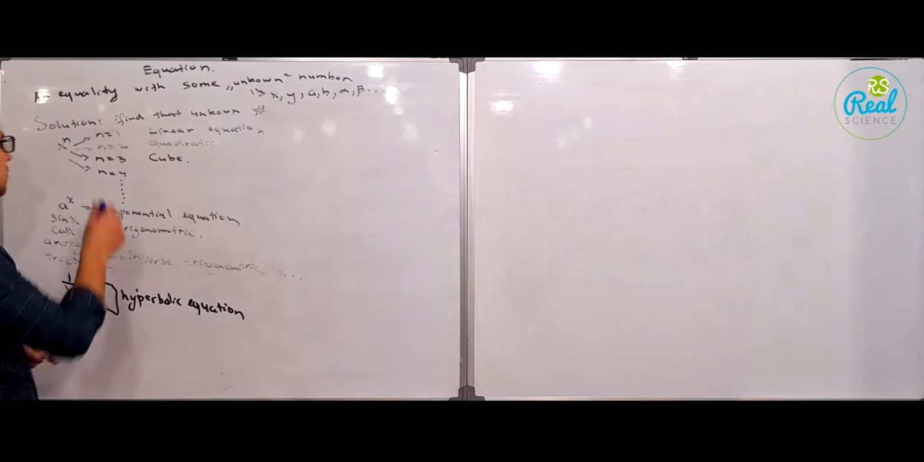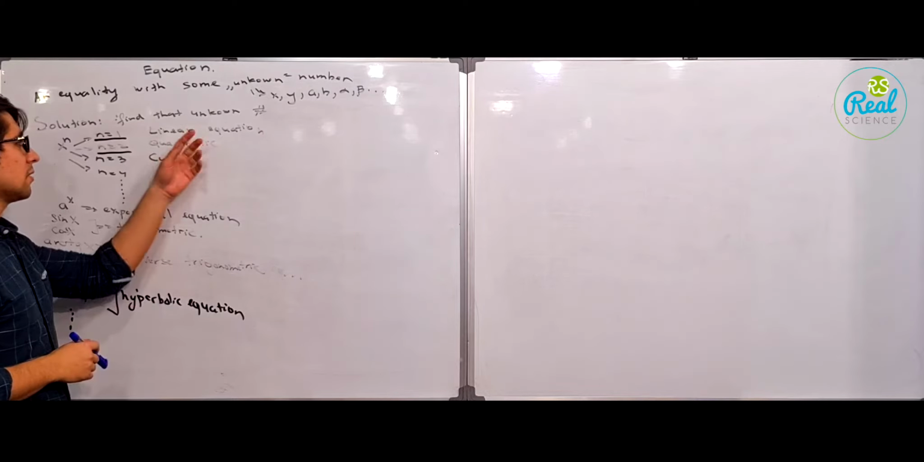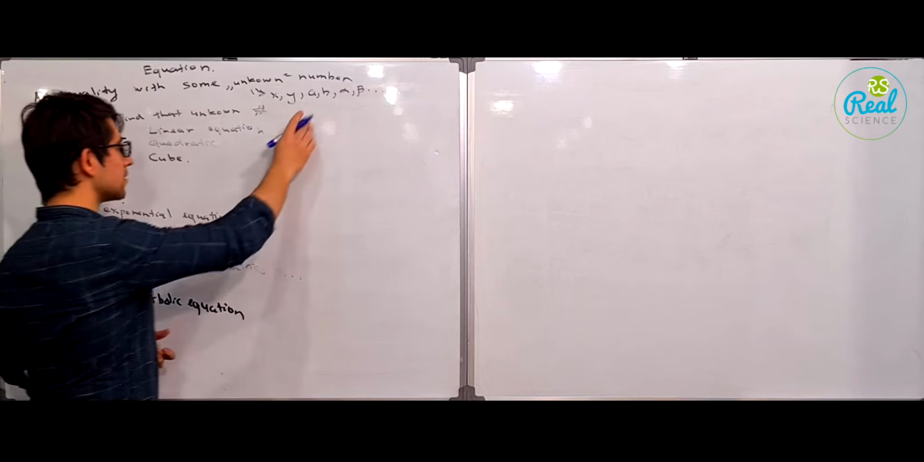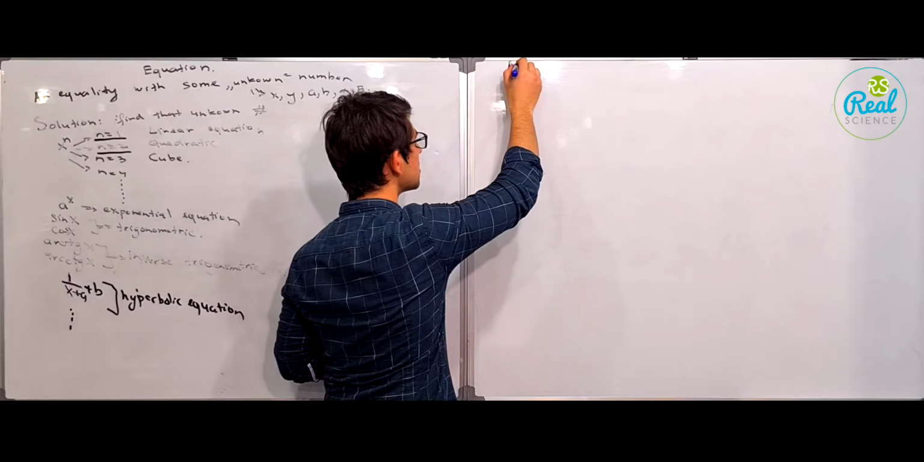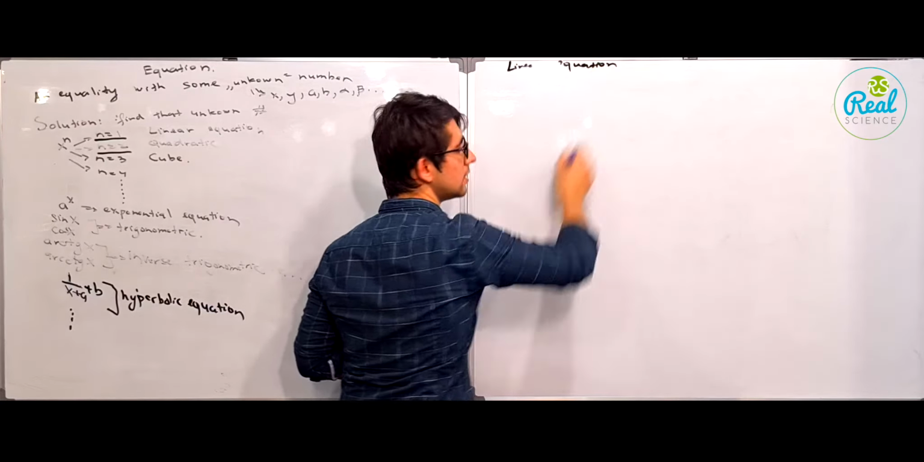Today we're going to cover 2 of them: n equals 1 and n equals 2. We have linear equations, we have quadratic equations. We have covered it, we are just repeating it, okay? So, what does linear equation mean? What does linear equation mean, guys?